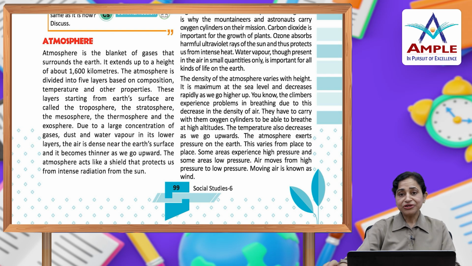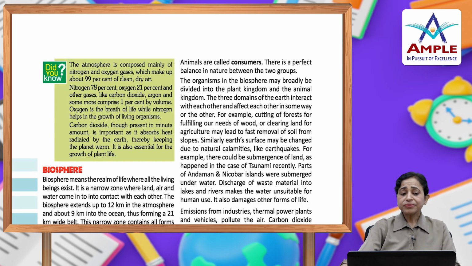जो हवा चलती है उसे wind कहा जाता है। Did you know the atmosphere is composed mainly of nitrogen and oxygen gases, which make up about 99% of clean dry air. Nitrogen 78%, oxygen 21%, and other gases like carbon dioxide, argon, and some more comprise 1% by volume. Oxygen is the breath of life, while nitrogen helps in the growth of living organisms.